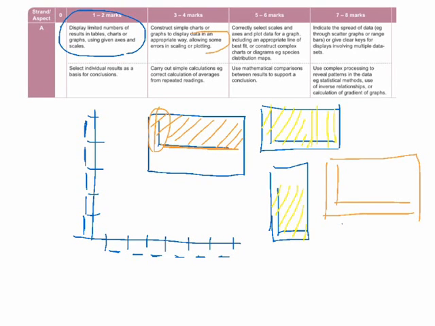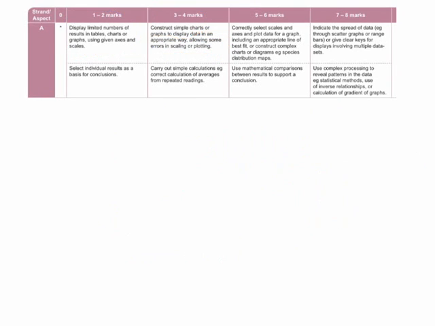It says allow some errors in scaling or plotting. So, when your teacher checks your plot points, if you get some of them wrong, they realise that that plot point should be there, that one should be there, that one should be there. Okay, then you're only going to get 3 or 4 marks.